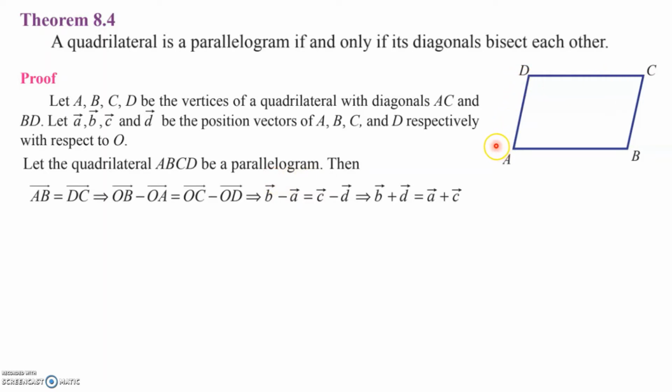When we say it's a parallelogram, the opposite sides should be equal and parallel, which means vector AB should be equal to vector DC. That's what we are assuming here. Since we are assuming this to be a parallelogram, the opposite sides are equal, so vector AB is equal to vector DC. Now we can prove that vector AB is equal to OB minus OA. How can we say that?